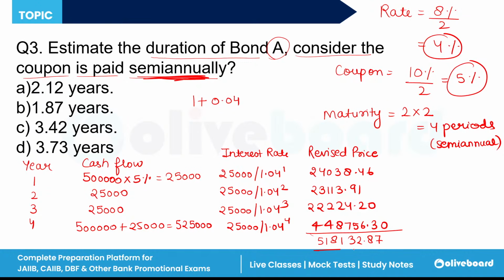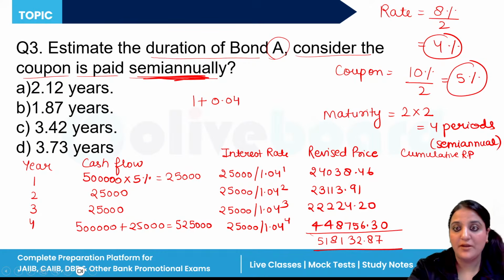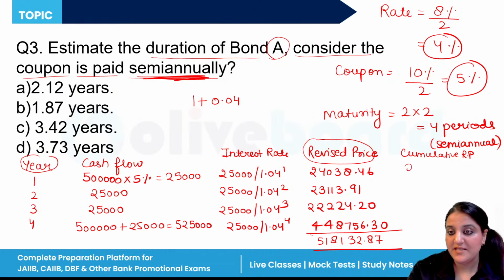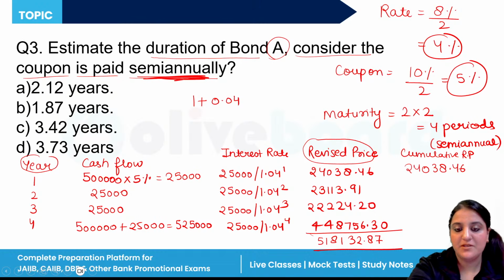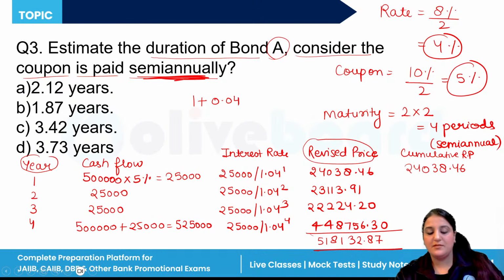518132.87. Correct? And then cumulative revised price. And how to calculate the cumulative revised price? By just multiplying this revised price with the year. So in the first case, it will be same. Now you have to multiply it. I'm just hiding myself so you can see here.